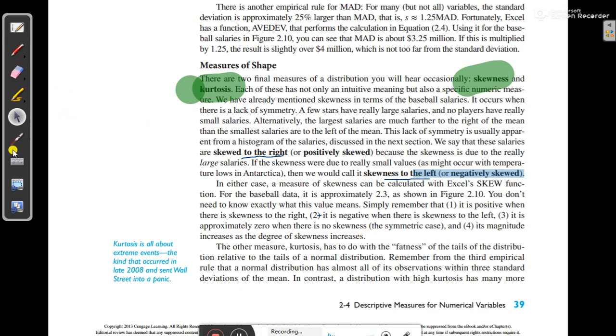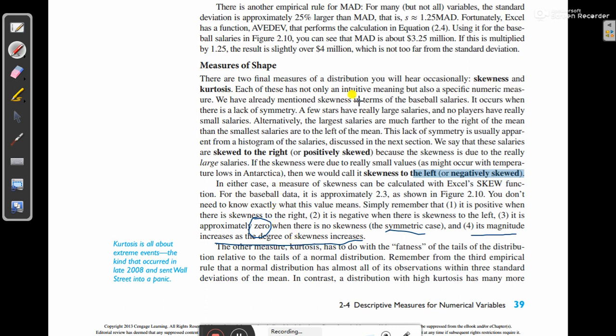Okay, so again you can see here, it is positive when there is skew to the right, it is negative when the skew is to the left, it is approximately zero when there is no skewness, meaning almost symmetric on both sides of the mean. Its magnitude increases as the degree of skewness increases. So if the skewness increases, then the magnitude will increase.